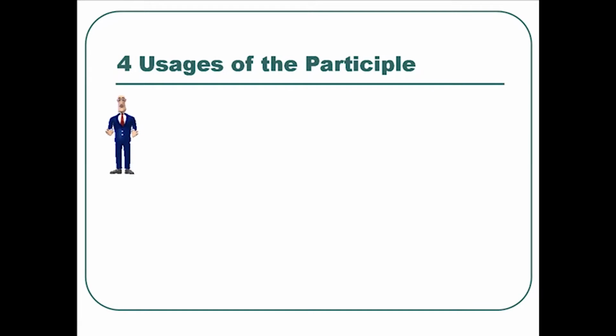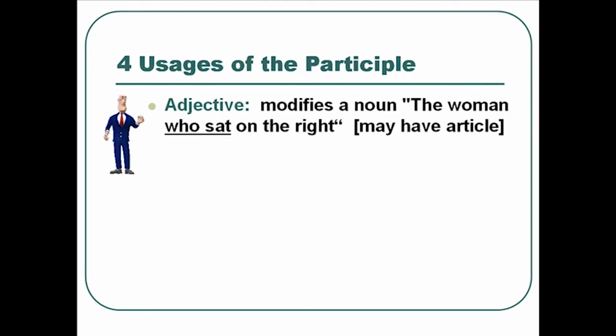There are four usages of the aorist participle we want to look at. We've seen three of these already, and to those three we want to add a fourth here, which will also apply back to the present participles. First, there's the adjectival use, and this is when the participle actually modifies a noun. So, for example, we have the woman who sat on the right. The who sat on the right tells which woman, modifying it.